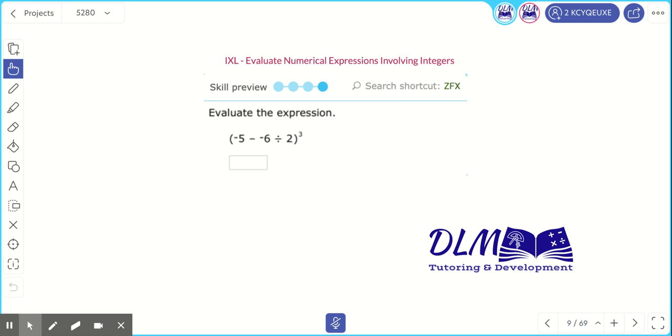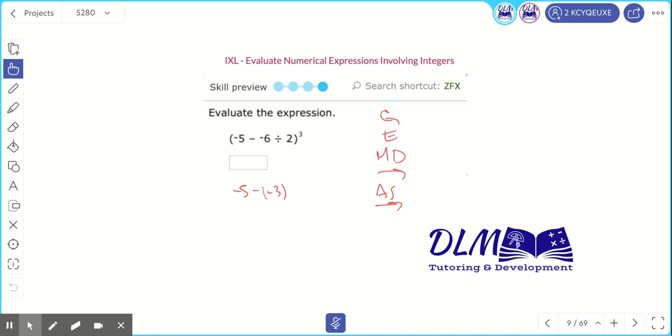My last one, again, I'm going to put GEMDAS up here so I don't forget. And when I solve this, I do have a grouping that I need to solve before I can go to this exponent that's on the outside. But in here, I have division. So I'm actually going to start with my division first. So the negative 5 stays minus something, and then it's negative 6 divided by 2, which is going to give me a negative 3.